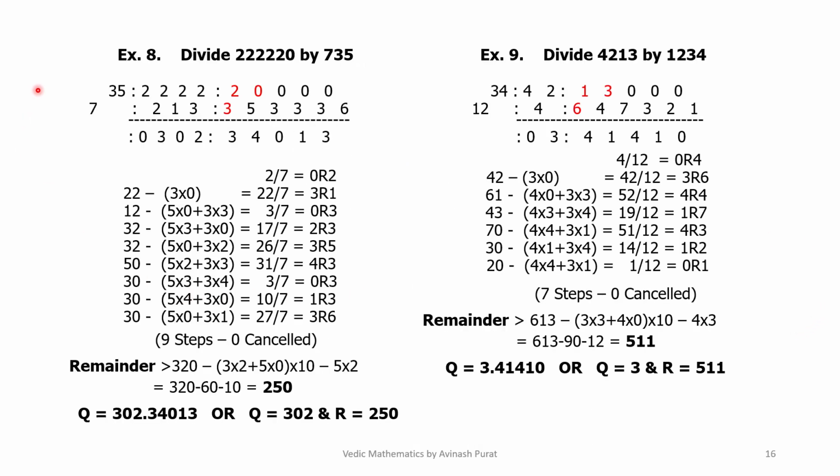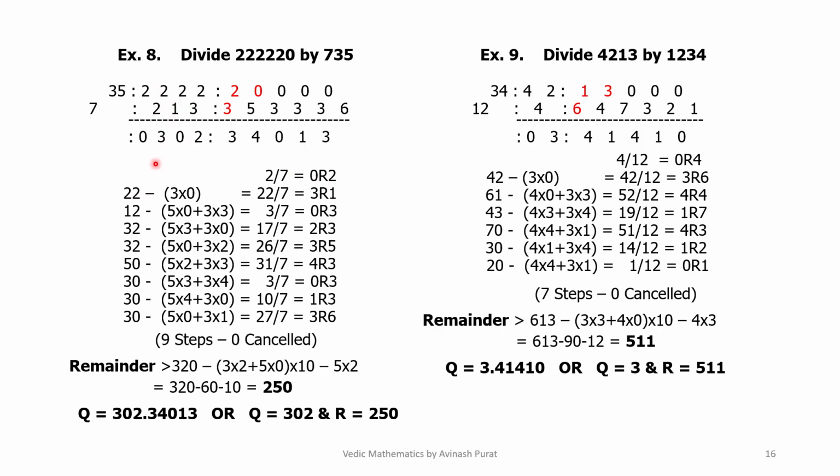Our next example is the eighth example. Divide 222220 by 735. Now 7 is the first divisor, and 35 is written diagonally opposite on the upper line, which becomes the Dhvajanka. 35 is a two-digit Dhvajanka, so 20 is written next to the decimal point. Now 2 divided by 7 is 0 and remainder 2.